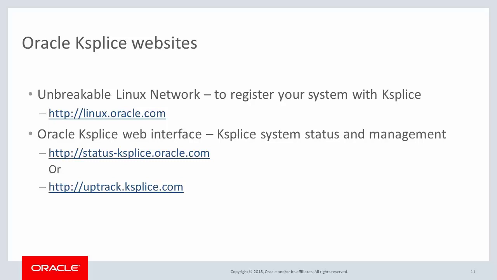Here are links to websites you'll typically use for implementing Oracle Ksplice. First, the ULN site for registering your Oracle Linux systems on the Unbreakable Linux Network to use Ksplice. And for supporting the online implementation, the sites used to access the Oracle Ksplice user web interface. Note that the two web addresses shown bring you to the same Oracle Ksplice web page.